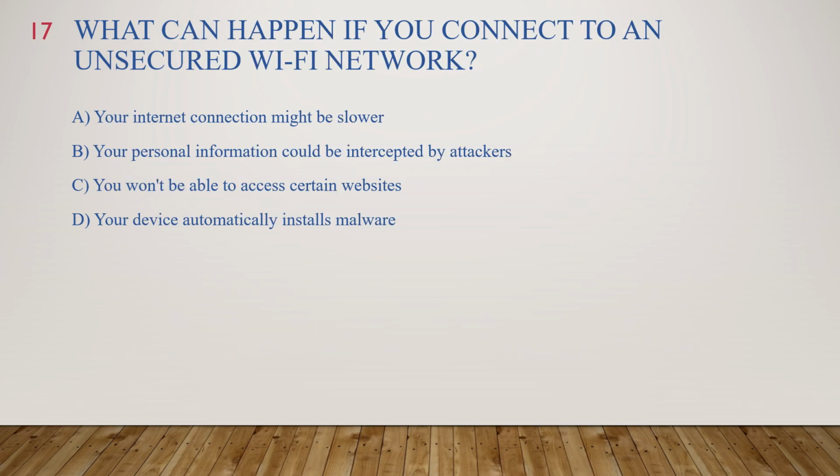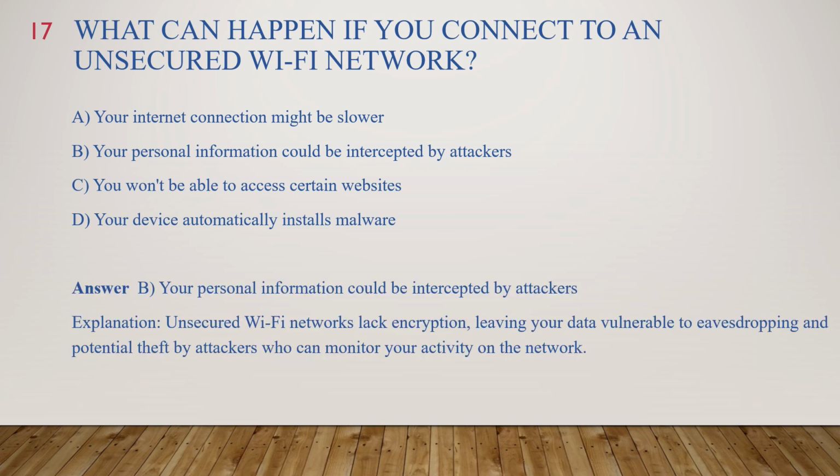Question number 17. What can happen if you connect to an unsecured Wi-Fi network? A. Your internet connection might be slower. B. Your personal information could be intercepted by attackers. C. You won't be able to access certain websites. D. Your device automatically installs malware.